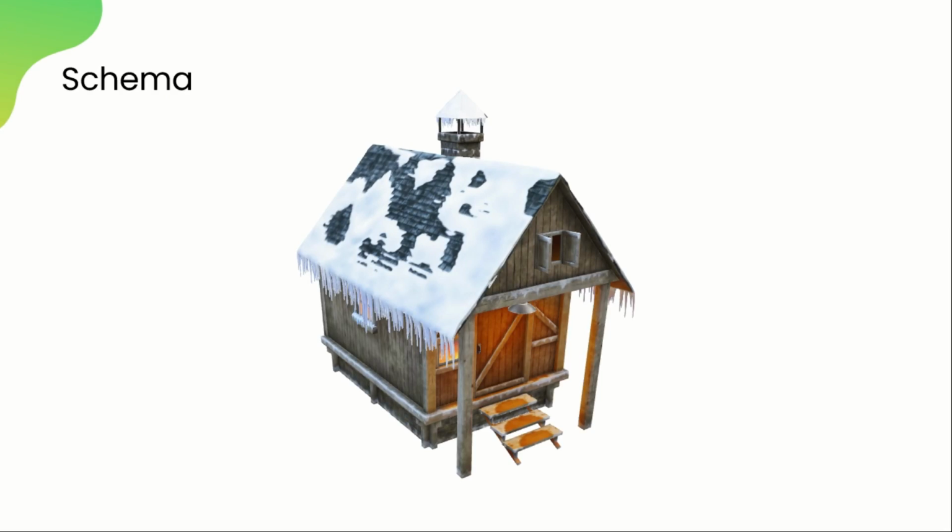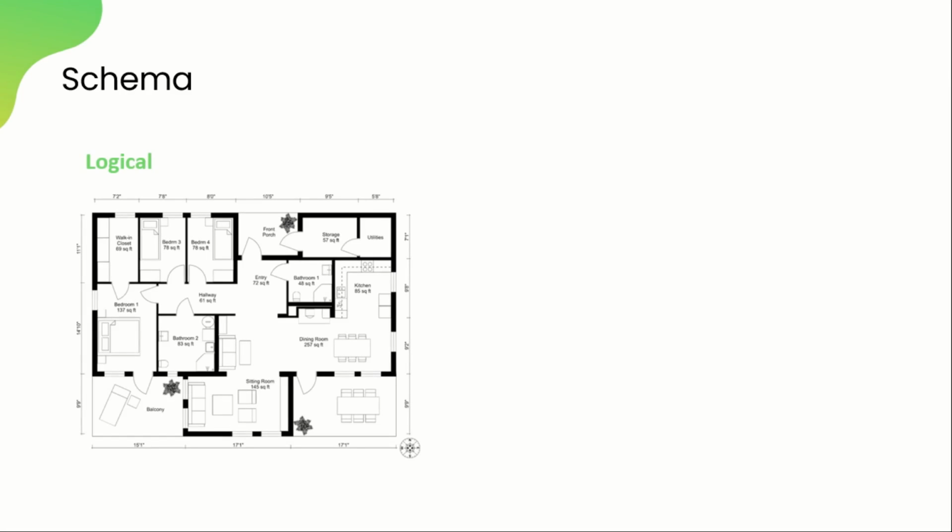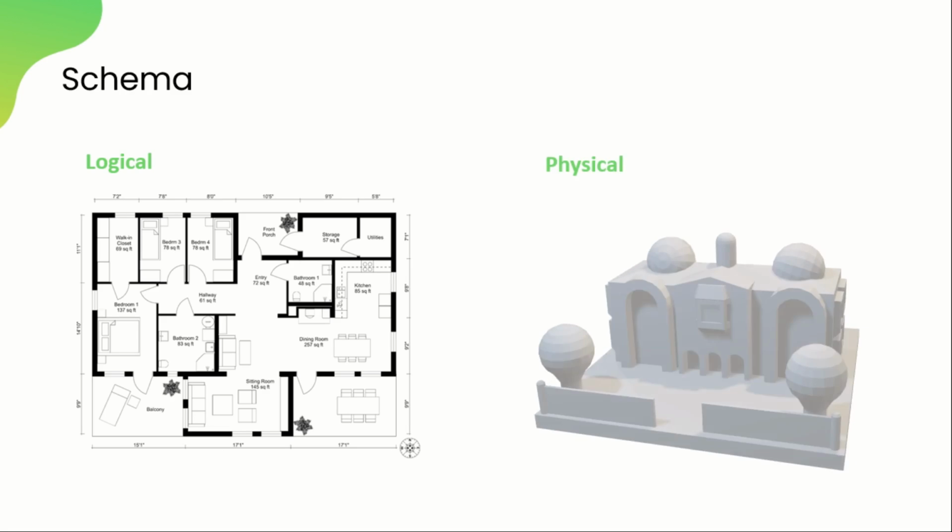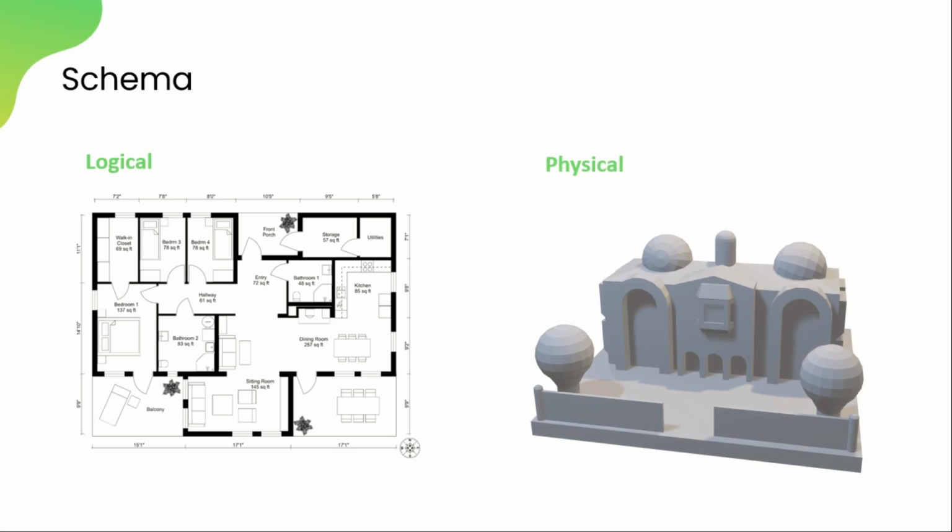Consider we want to build a house. To build it, we have to first draw the diagrams of the house. Then we construct it using concrete and brick rods. The diagram of our house is the logical schema, and the physical schema can be called the actual house that we built using concrete and other materials.